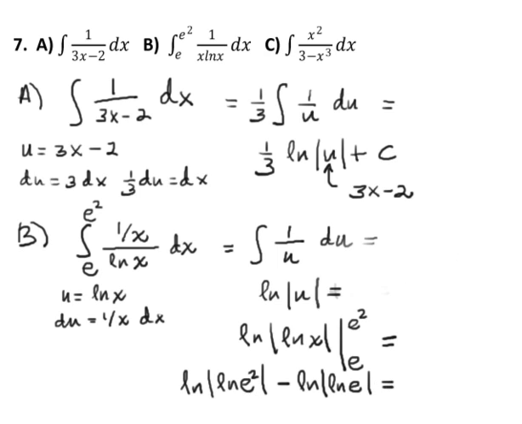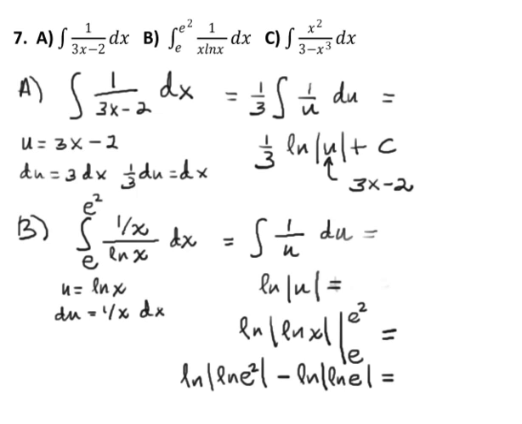Okay, so ln e squared is 2. So there we have ln 2. And ln e is 1, so that's ln 2 minus ln 1. And ln 1 is 0, so this is just equal to ln 2. That's the answer.